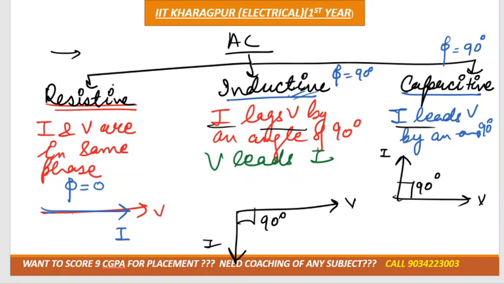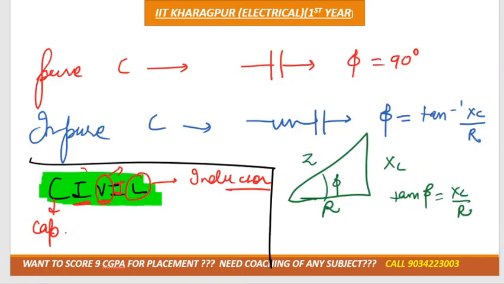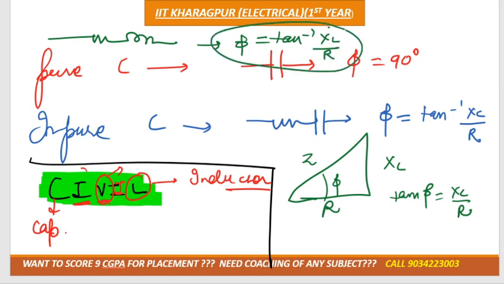Similarly, for these cases phi is equal to 0, phi is equal to 90, and phi is equal to 90 degrees. So you should know about all the three cases of load. Whenever we'll have the combination of R and L, then in that case phi would be equal to tan inverse XL by R. Okay.